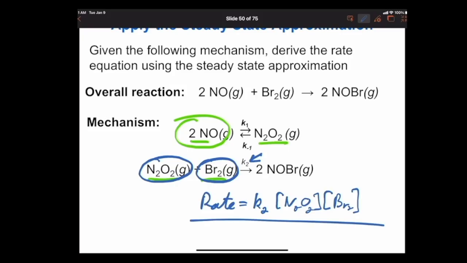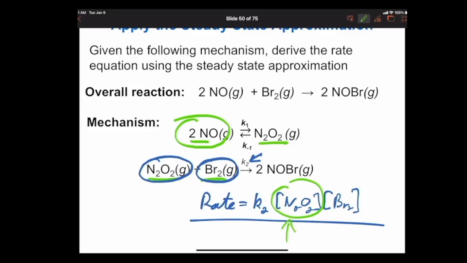That's the true statement for how fast product will show up. The problem with this is an intermediate. I can't leave it like this because I have a concentration of an intermediate that I must express differently. This is where we have to invoke the steady state approximation. We use that first step to give us that equation.